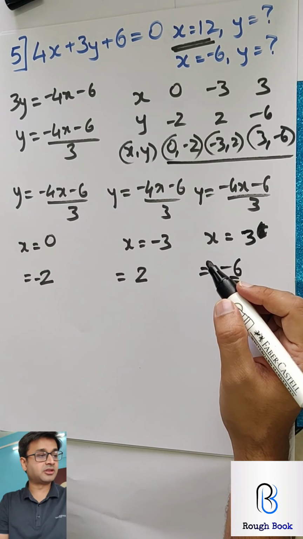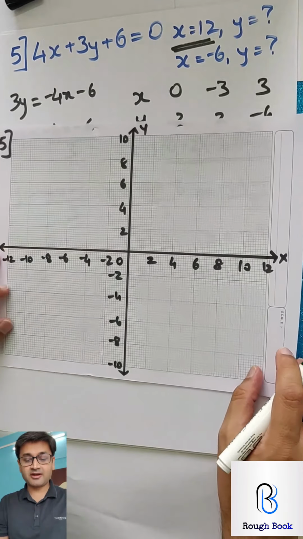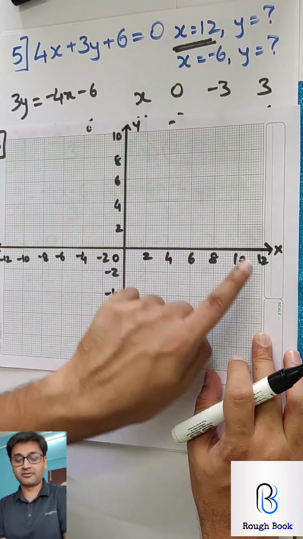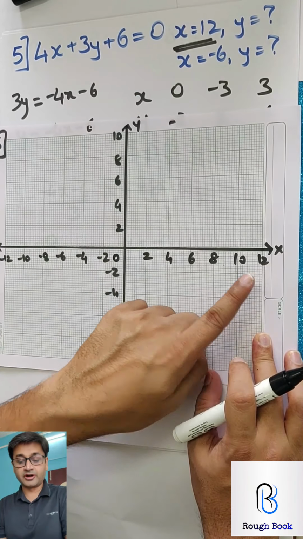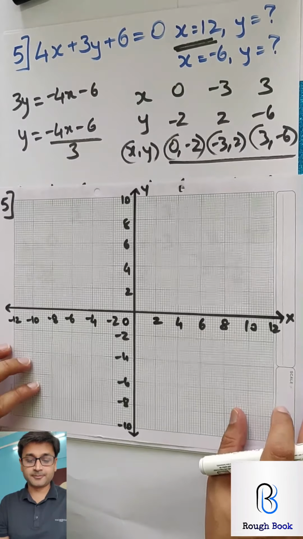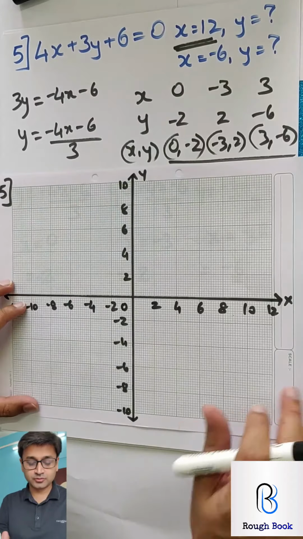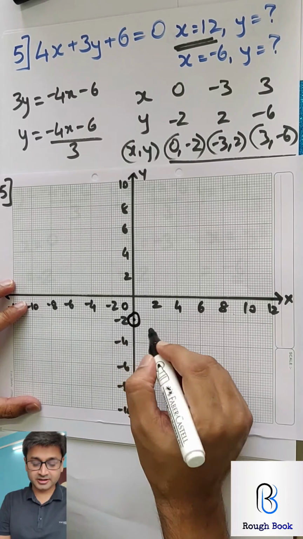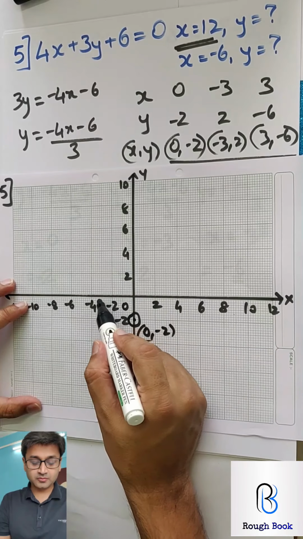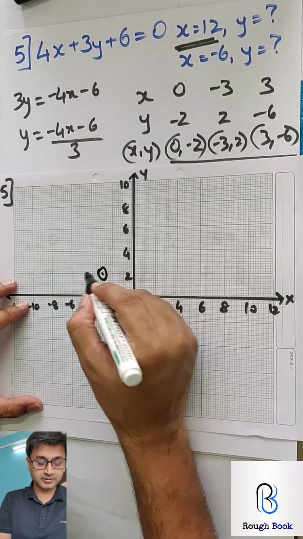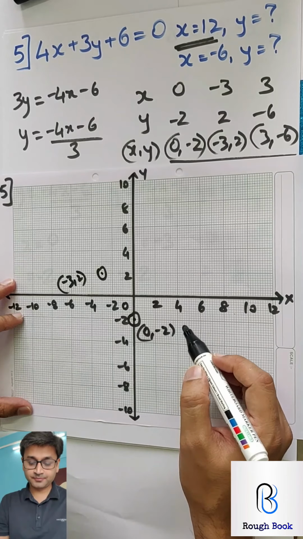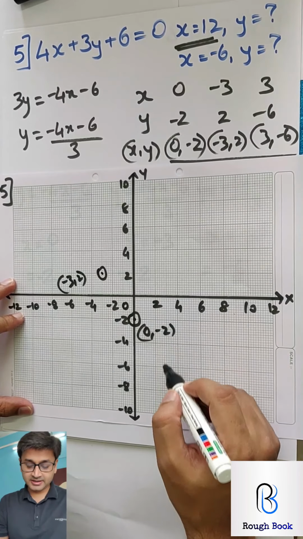Let's plot them on the graph sheet. This time I have taken the graph sheet as horizontal because x is equal to 12. So you can do it that way, but I don't know whether the y answer will fit or not. That we'll have to check. First one, 0, minus 2. 0, minus 2 is right here. Second one, minus 3, 2. So minus 3, 2 is here. And the third one, 3, minus 6. 3, minus 6.